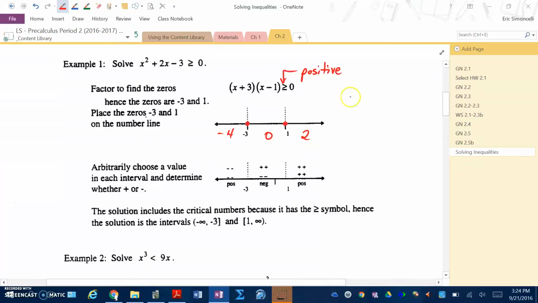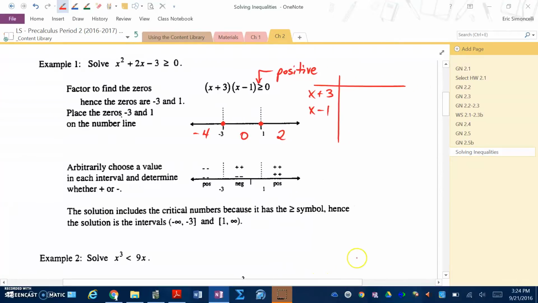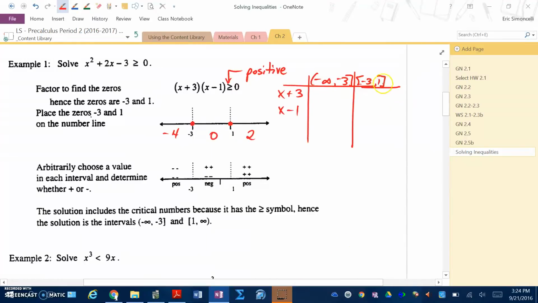What I'm going to then do is make a little table, and it's a little bit different in the setup of solving this particular problem, where x plus 3 is one factor, x minus 1 is another factor, and then I'll write the intervals, generally speaking: negative infinity to negative 3, negative 3 to 1, and then lastly, 1 to infinity.